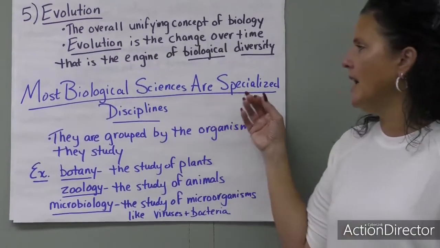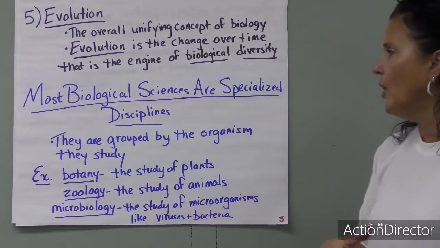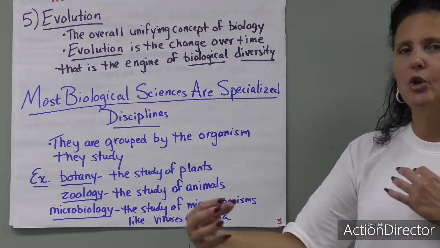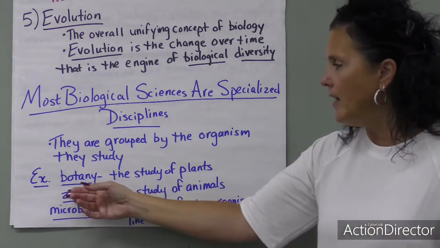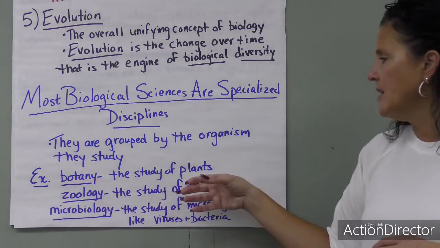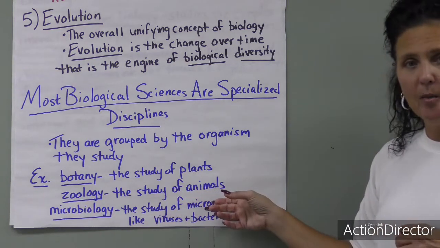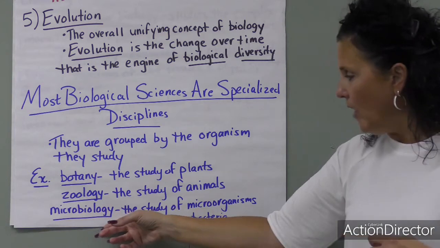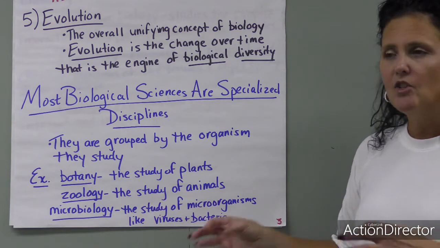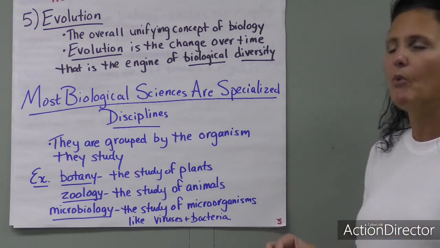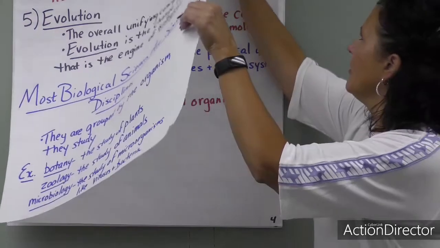Most biological sciences are specialized disciplines. So if you go on to study biology further, you would study things grouped according to what organism they study. A botanist, or someone who studies botany, studies plants, right? A zoologist studies animals. And microbiologists would study microorganisms like viruses or bacteria. So when you specialize, we can break those down because biology is sort of an all-encompassing topic.